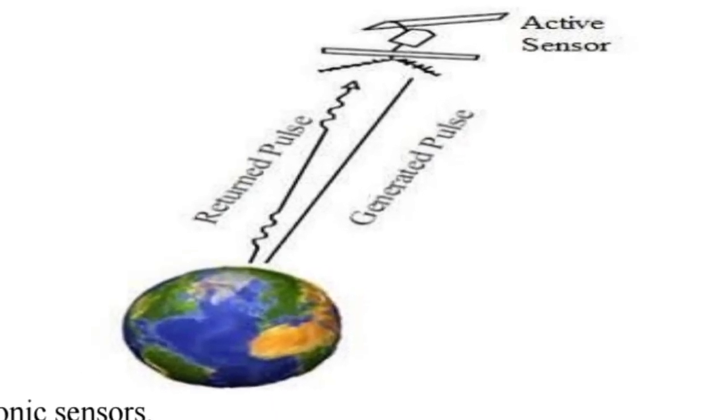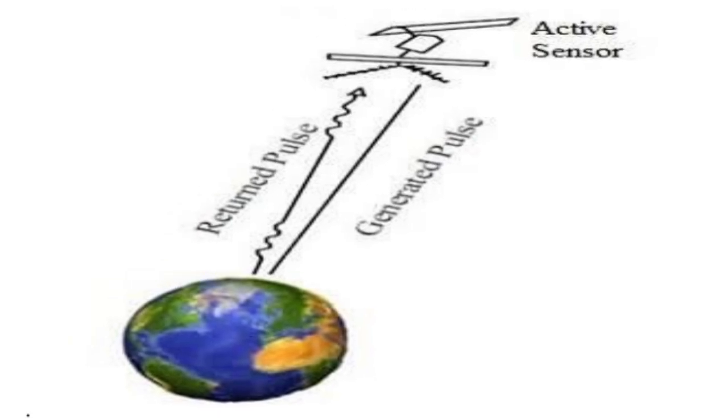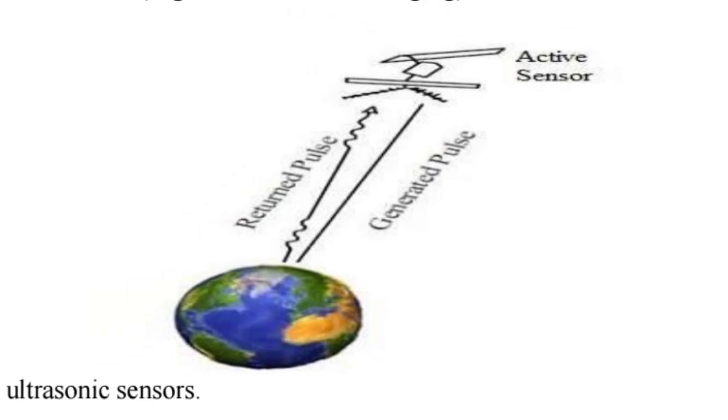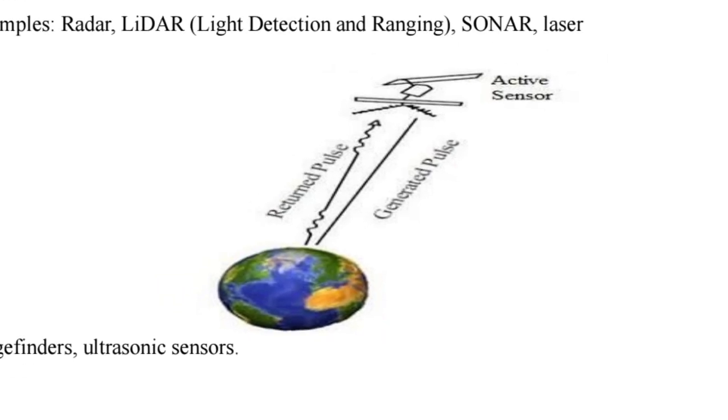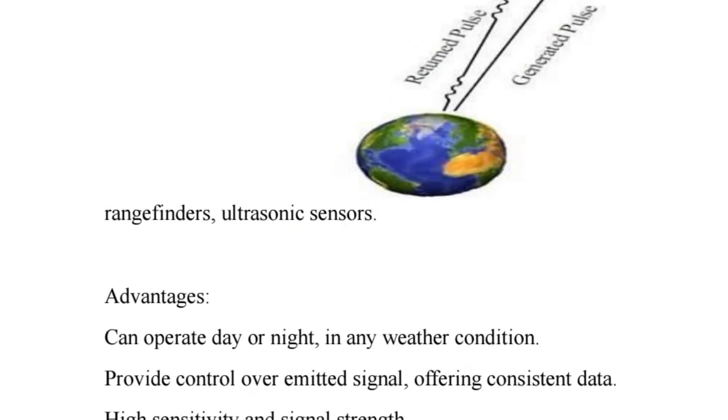Now you can understand clearly about the active sensor. First it generates pulses toward that particular object, like our camera. The camera first flashes the light and captures the image from the reflected light. The same thing happens here also. This is the example of radar. First we generate the pulse, and from the returned pulse we get the information. So this is the example of an active sensor.